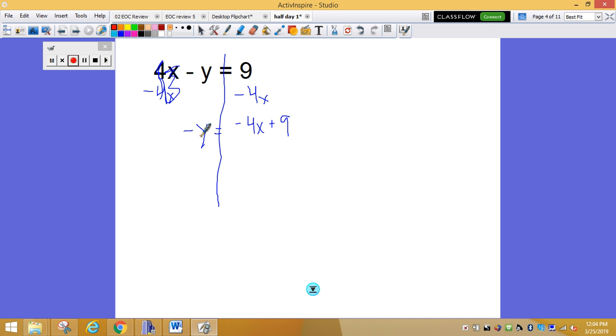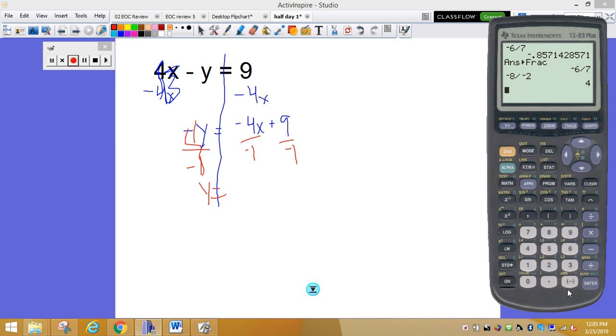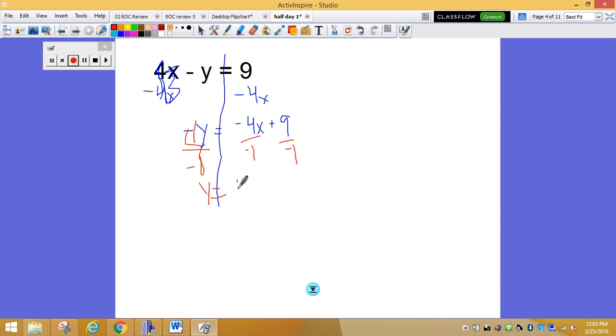Now, this y, if there's no number, we put a 1. These are multiplying. The opposite of multiplying is dividing, so I'm going to divide everything by negative 1. So a negative divided by negative, negative 4 divided by negative 1. If you weren't sure, let me show you what you would get. Negative 4 divided by negative 1. You would get a positive 4. So I'm going to put a positive 4x. And 9 divided by negative 1 is a negative 9.